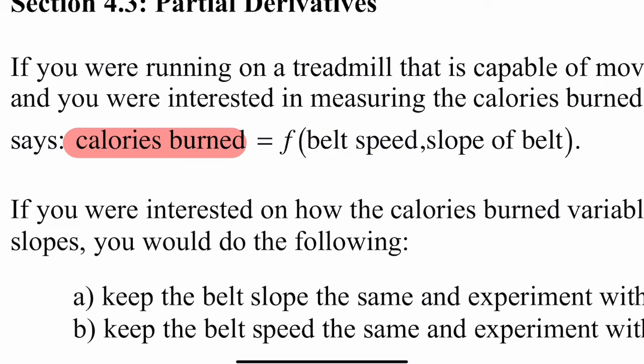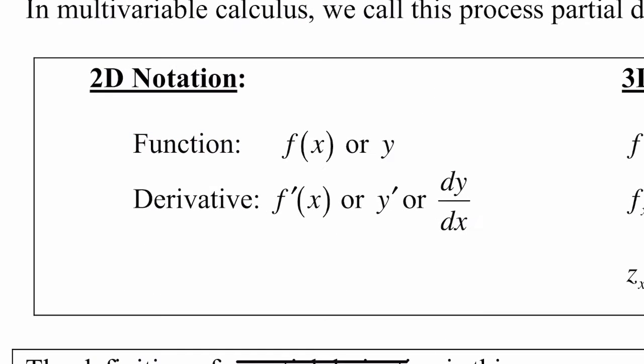Or if you want to see how the slope of the belt affects calories burned, you could keep the belt speed constant and then just change up the slope of the belt. So in the 2D world, we had different ways that we could denote a derivative. If your function was written as f of x, then we typically would just use f prime of x to show the derivative. If it was written as y, you could also use that prime, y prime, or you could write it as dy dx.